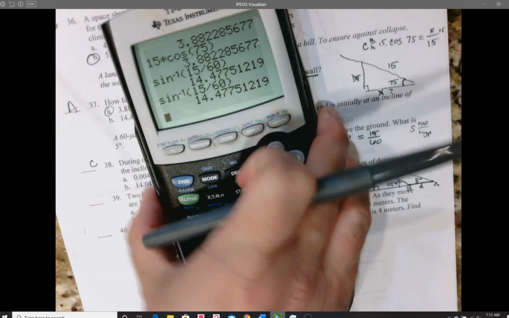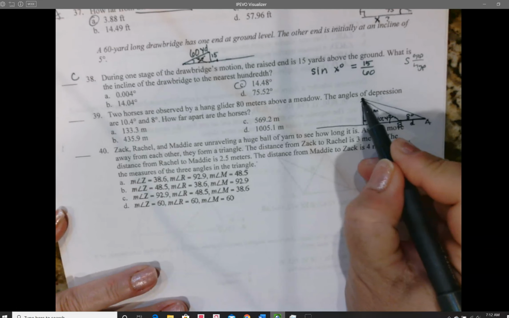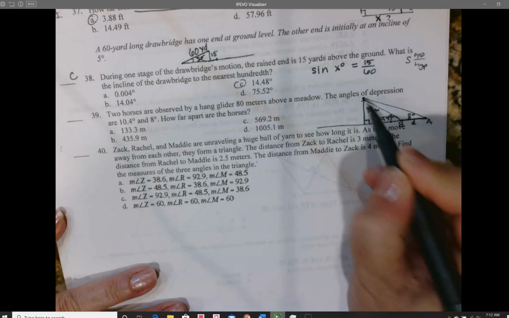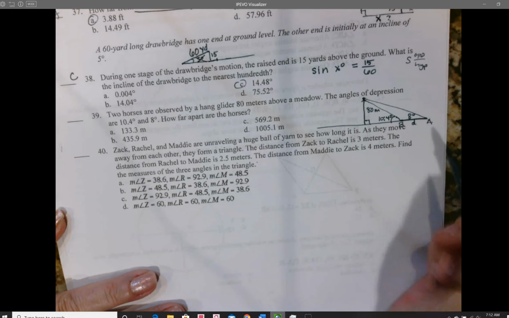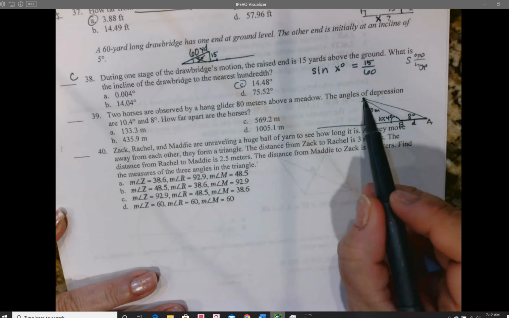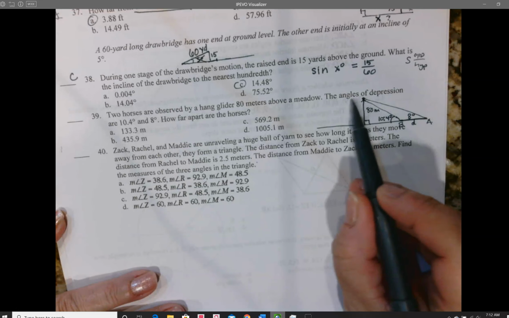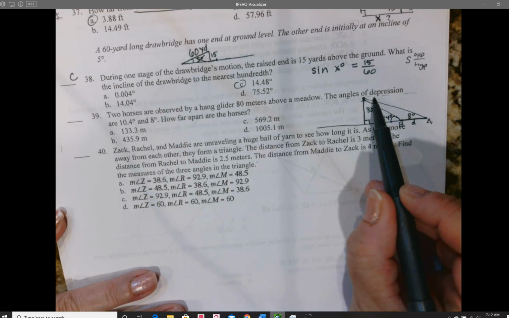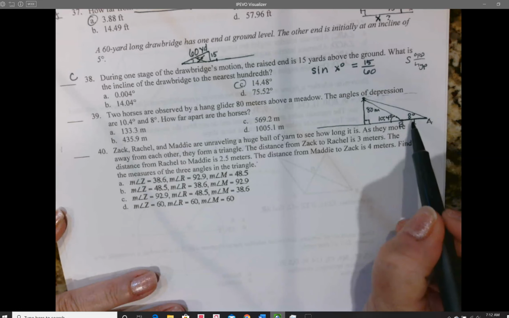So here I've left off on number 39, and I've drawn my picture, but I haven't done the math yet. So here's my hang glider, and I'm 80 meters above the ground, and I've got these two horses, horse A and horse B, and the angles of depression. So normally an angle of depression would be up here, looking down, but those angles are not inside the triangle, so I transfer them down here to the base.